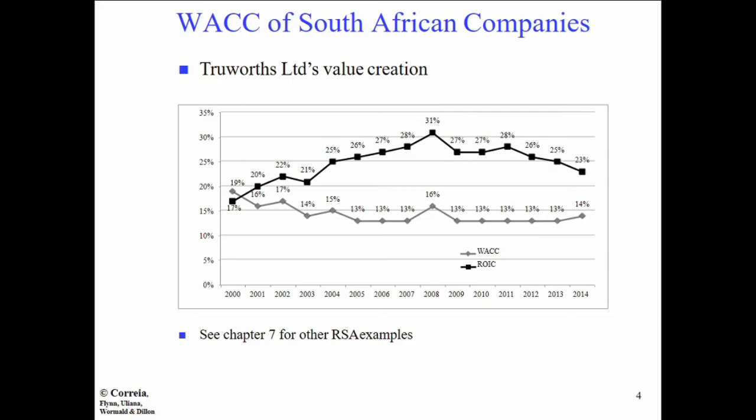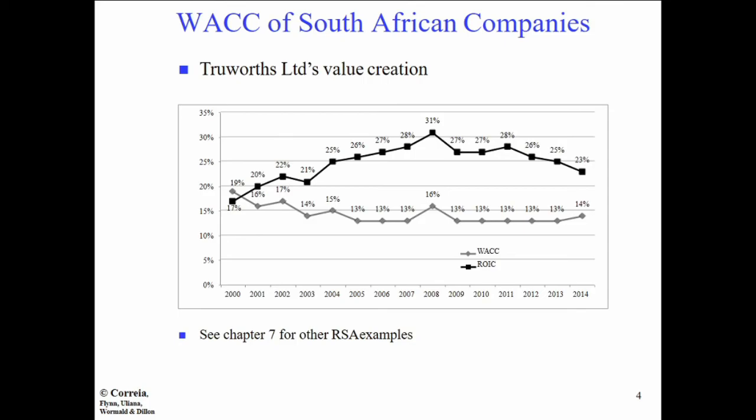So if we look at this diagram here, the weighted average cost of capital has been shown by the grey line, and the black line shows the return on invested capital. From this diagram you can see that the weighted average cost of capital of Truworths has generally fallen over the period from about 19% to about 13%, except for the spike that you can see in 2008 and an increase in WACC to 14% in 2014.